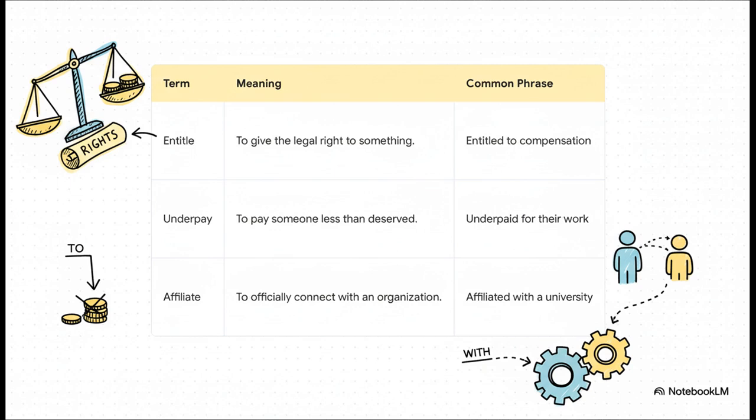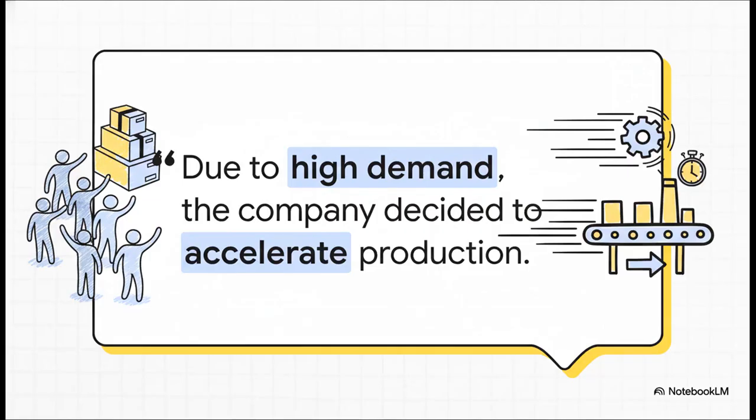And notice those little words that follow? You're entitled to something, and you affiliate with someone. Those prepositions are key. Here's a perfect example sentence. Due to high demand, the company decided to accelerate production. You can see the cause and effect here, right? The high demand is the reason the company had to speed things up. That strong need for the product forced them to act.